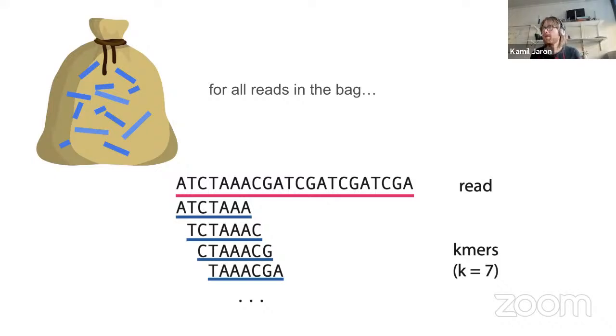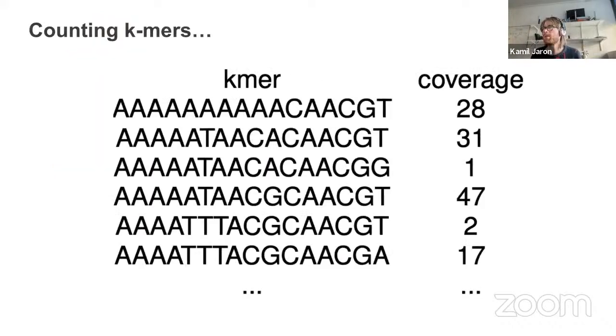So we have a bag of reads. We know what to do with each one of them. We just take all the possible subsequences of a certain k, and then we simply count how many times we see each one of them. So in this example, this k-mer was seen 28 times in the whole bag of reads, and so on. And then if you plot a histogram of these coverages, then the magic happens.